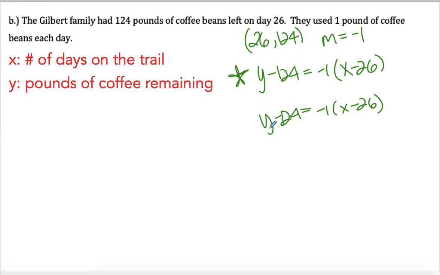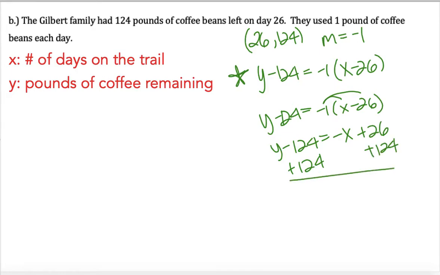So to solve for y, we first need to distribute on the left side. And so y minus 124 is going to equal negative 1 times x, which is negative x, and negative 1 times negative 26 is a positive 26. And then I simply just need to add 124 over to the other side to get y by itself. And so y equals negative x, and 26 plus 124 is 150.